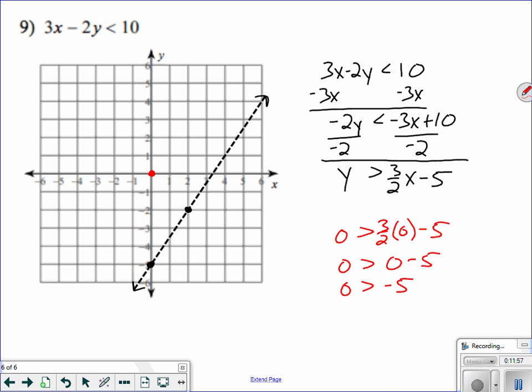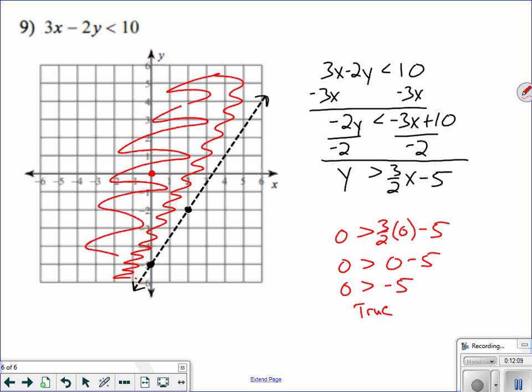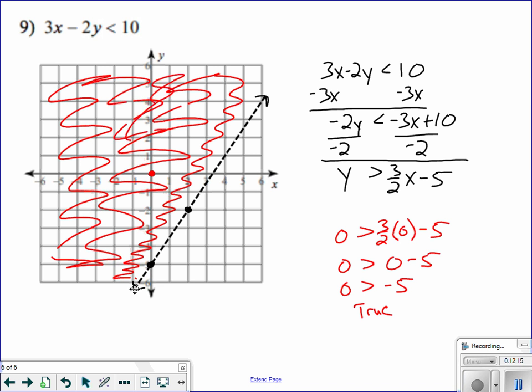Which is true. So that means we have to shade the side of the line that has 0, 0. So you would shade this whole side. Okay, so that means any point in that shaded area would make that inequality true.